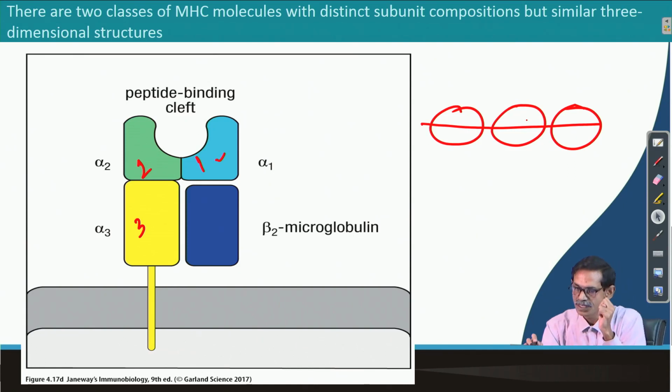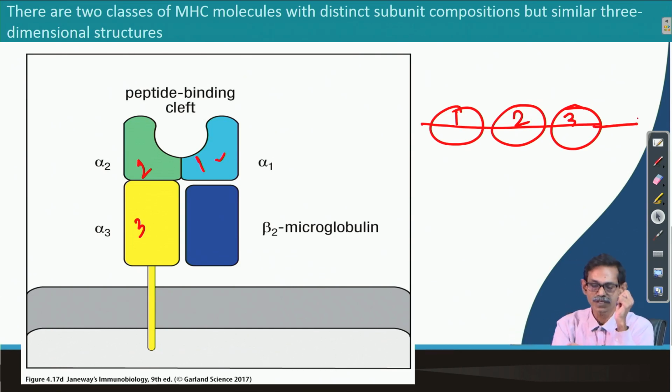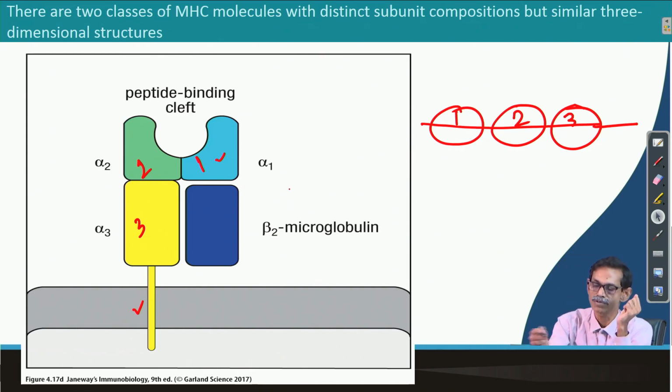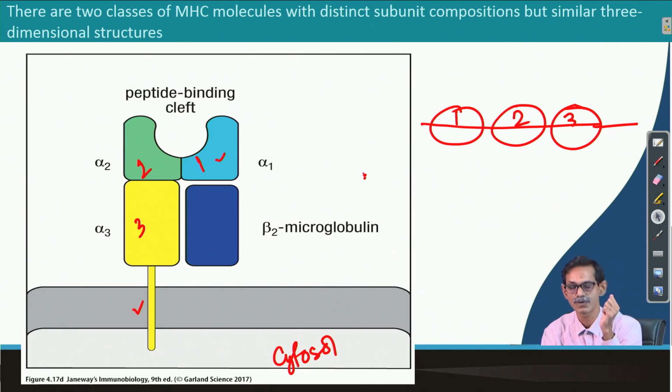And that domain, that 1, 2, and 3, along with this transmembrane domain, is integrated along with the membrane. The transmembrane domain was just fixed in the membrane. So alpha 1, alpha 2, this is the outer. This is cytosol, inside the cell, and that is outside the cell. So this is outside the cell, exposed to the outside of the cell. This is the cell membrane.